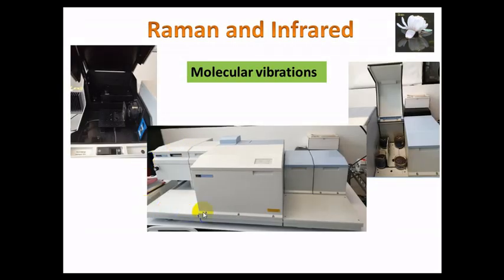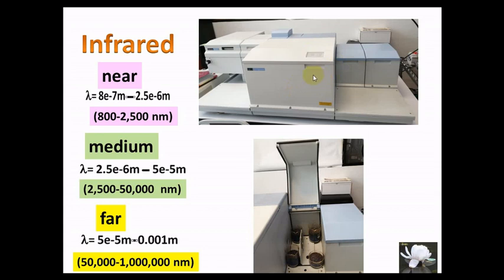This is an equipment on which we can perform Raman or infrared spectra. The sample is put in this space for Raman or in this space for infrared, and therefore we can obtain Raman and infrared spectra. We can make different experiments of infrared. It's called near-infrared if the wavelength used to fall on the sample is between 800 and 2500 nanometers.